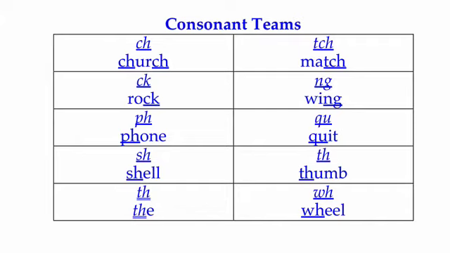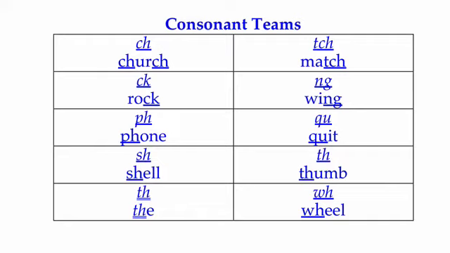NG, as in wing. NG also must have a short vowel directly in front of it in order to use NG as a consonant team. PH represents the same sound that you hear in the letter F, as in phone. QU, in English, when we have the sounds K and W, we use QU to represent those two sounds. QU represents the sounds KW, as in quit. When U follows the Q, U is part of the consonant team QU and is not considered as a vowel.